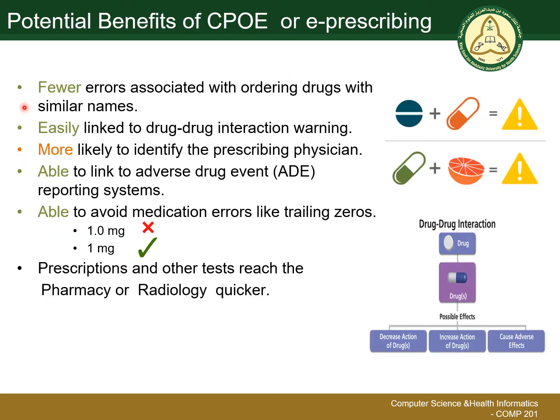The potential benefits of CPOE or e-prescribing are fewer errors associated with ordering drugs with similar names, because it has the potential to reduce medication error through a variety of mechanisms. Here the process is electronic. The user can embed rules or clinical decision support that check for allergies and contradictions and other alerts.